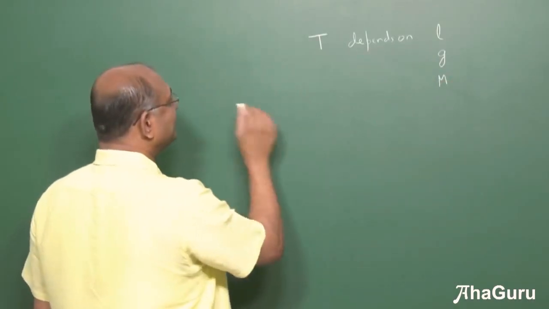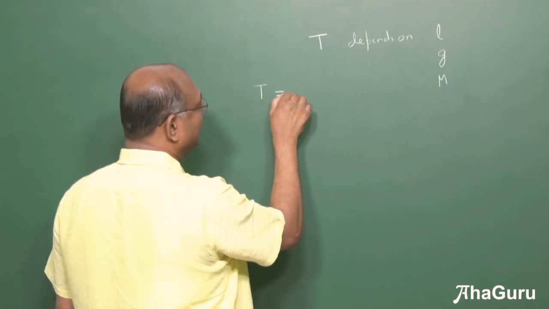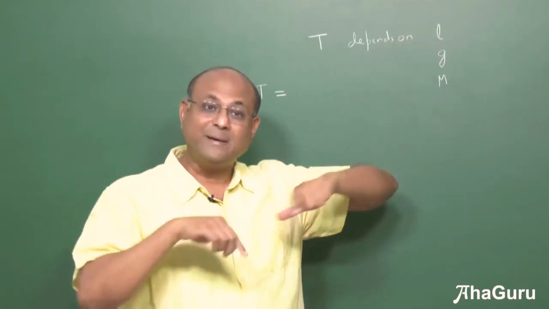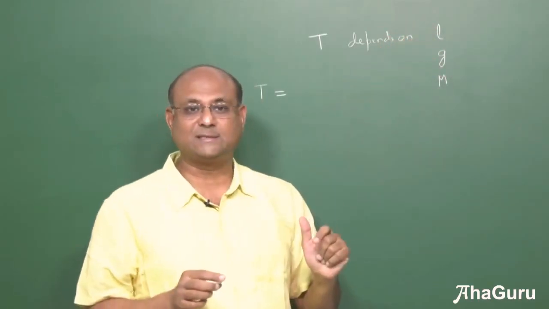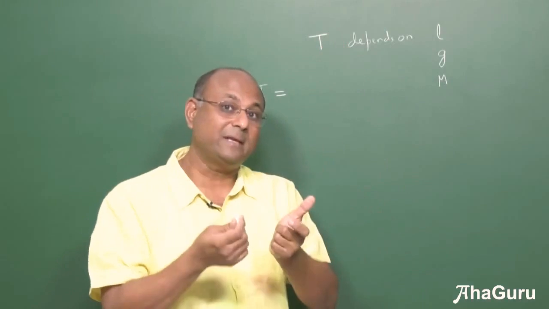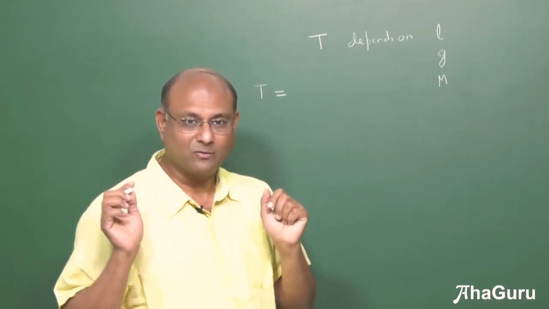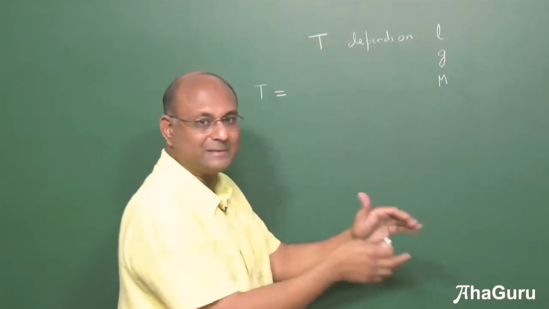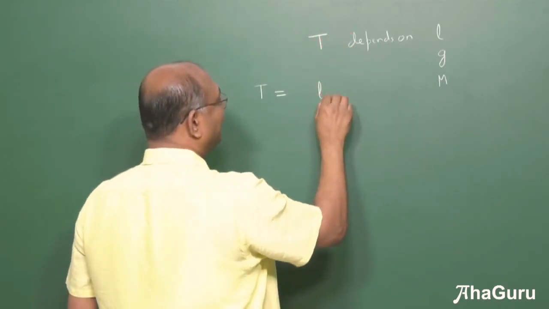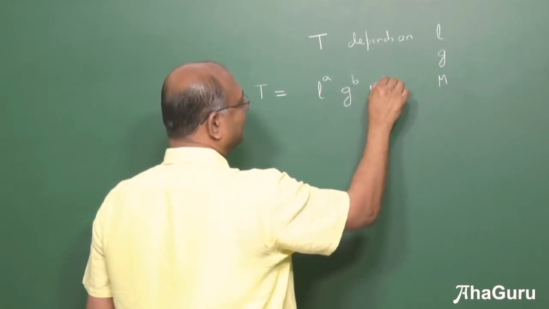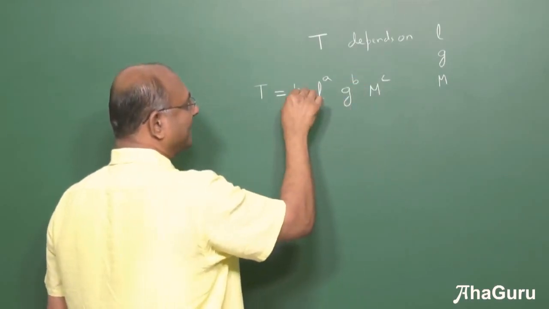Okay? Then I will say T must be equal to, whenever you say it depends on length, G and M, it depends on the product of these things. L power something into G power something. It is not L power something plus G power something. Okay? So it depends on all of them. So therefore together it depends on all of them, basically means multiply. L power A, G power B, M power C into some constant K.